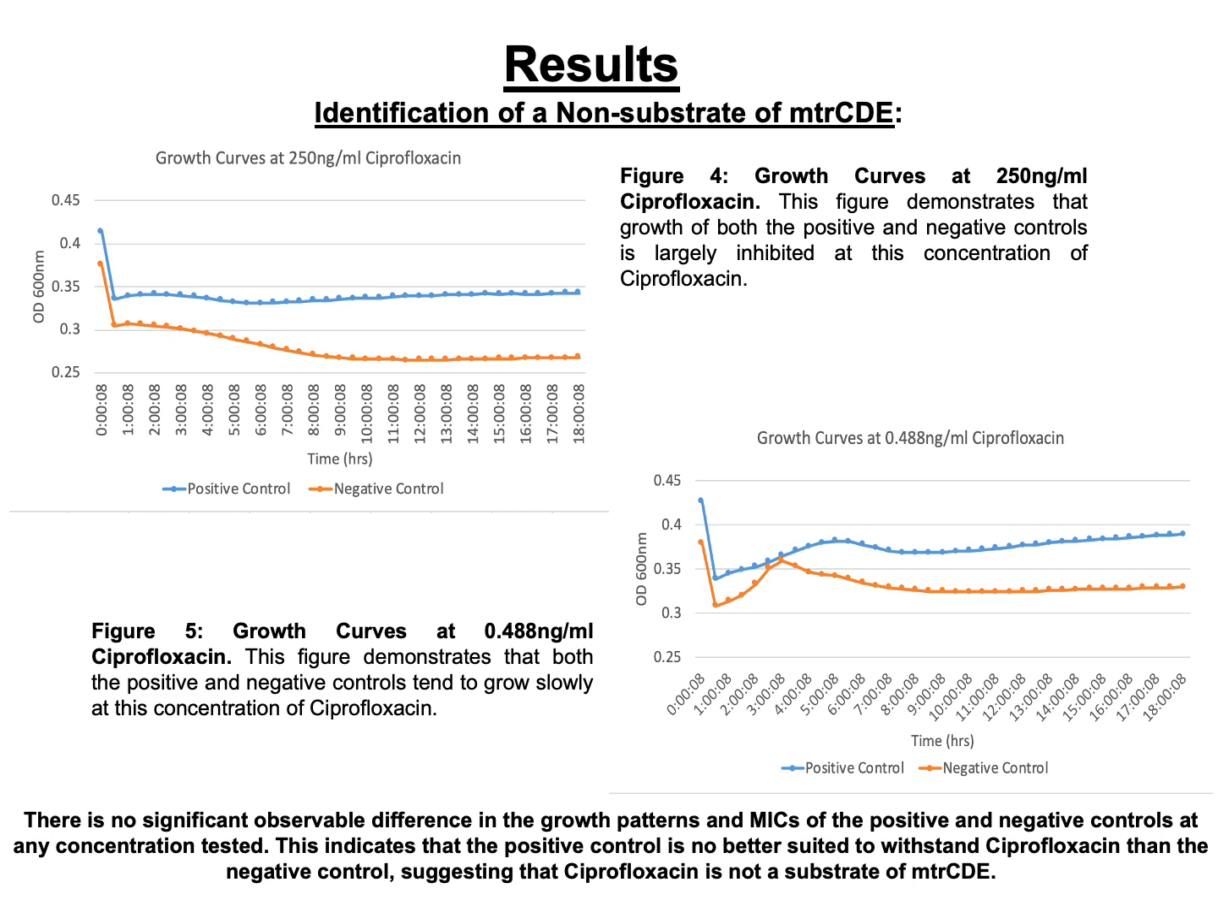Here you see that at both high and low concentrations of ciprofloxacin, the growth curves of both positive and negative controls display similar growth patterns. There is no significant observable difference in the mix between the positive and negative controls, suggesting that ciprofloxacin is not a substrate of mtrCDE.